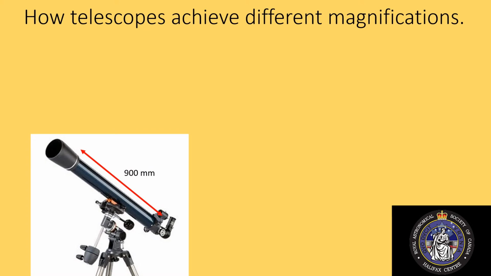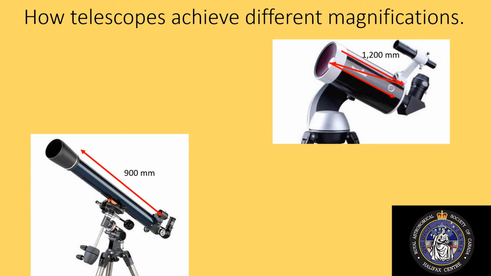So the Keplerian telescope, a refractor, typically may have a 900 millimeter focal length. A reflector, such as this one, with the mirror in the front, has a light path that goes down to the back of the tube, up to the front of the tube, and then down to the back again. So even though it has a much shorter optical tube, the optical path inside of it is much longer. So this little telescope has a 1200 millimeter focal length.